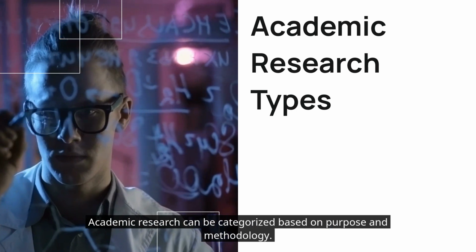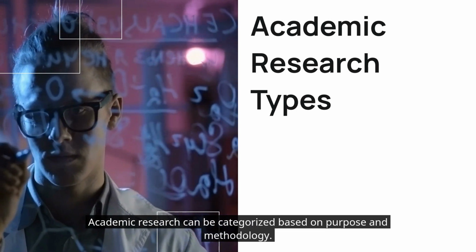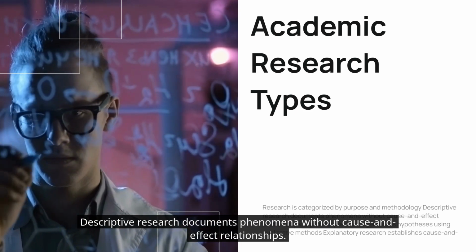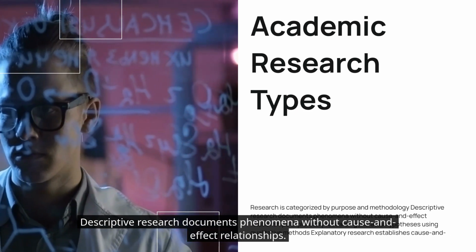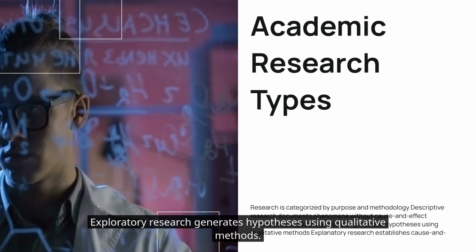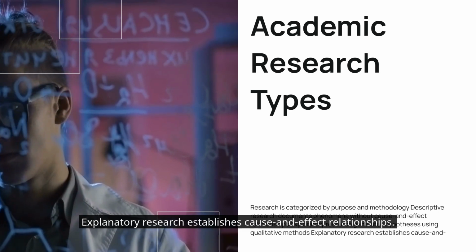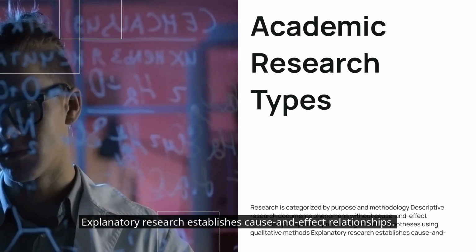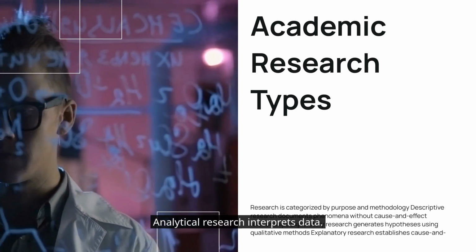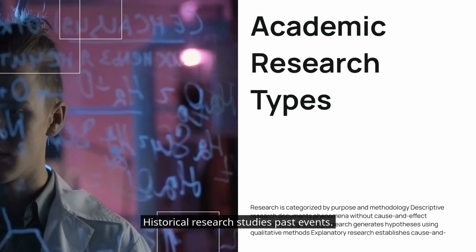Academic research can be categorized based on purpose and methodology. Descriptive research documents phenomena without cause and effect relationships. Exploratory research generates hypotheses using qualitative methods. Explanatory research establishes cause and effect relationships. Analytical research interprets data. Historical research studies past events.